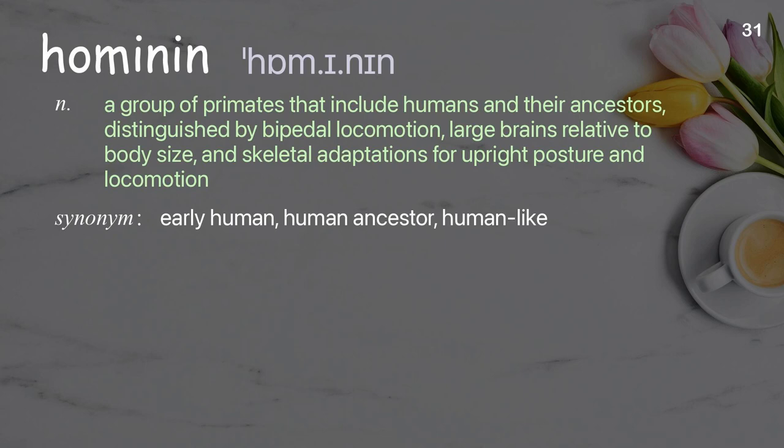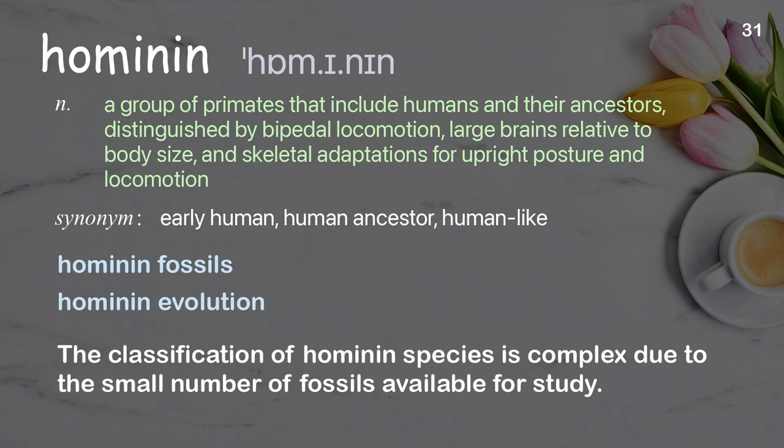Hominin. A group of primates that include humans and their ancestors, distinguished by bipedal locomotion, large brains relative to body size, and skeletal adaptations for upright posture and locomotion. Examples. Hominin fossils. Hominin evolution. The classification of hominin species is complex due to the small number of fossils available for study.